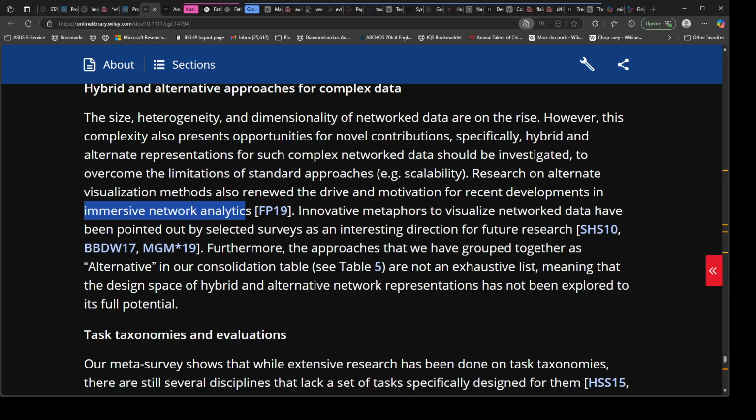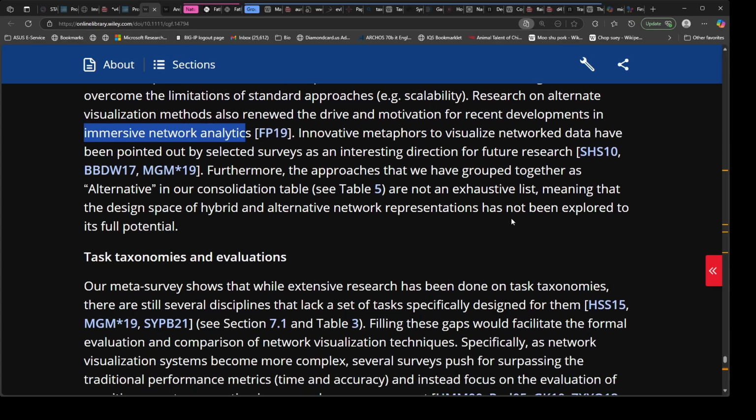Furthermore, the approaches that we have grouped together as alternative in our consolidation table, see Table 5, are not an exhaustive list, meaning that the design space of hybrid and alternative network representations has not been explored to its full potential.